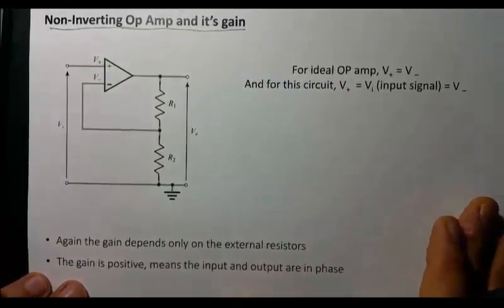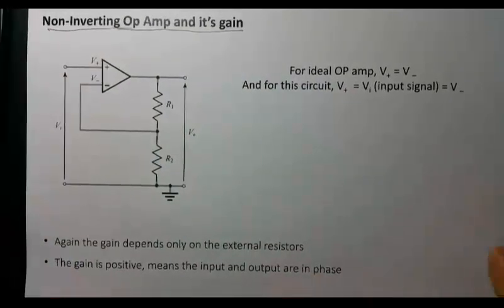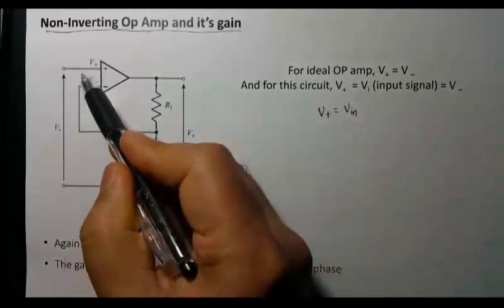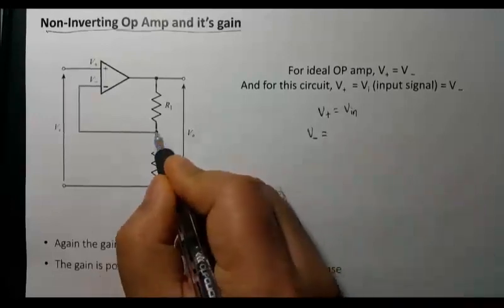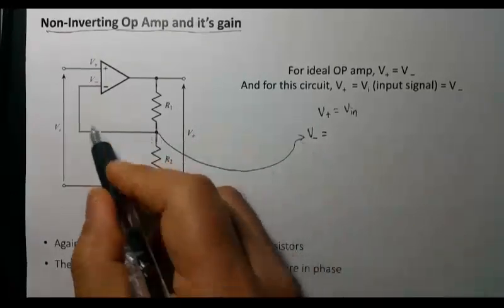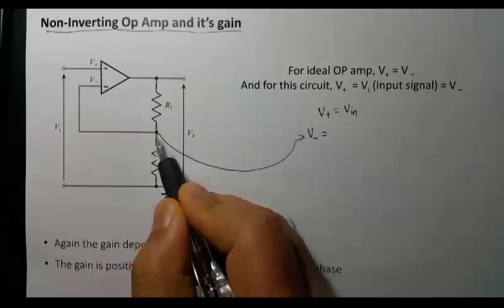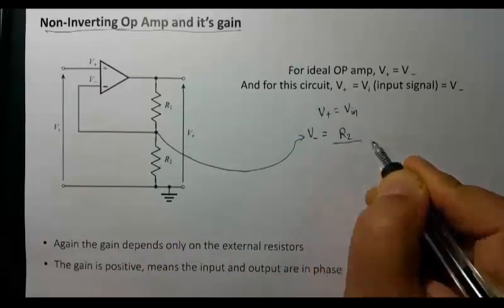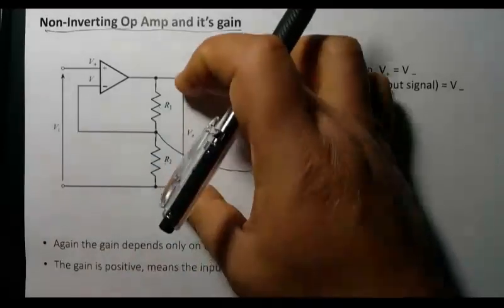And let's do some math and calculate the voltage gain of this configuration. Starting again, your V plus is V in, because that's where you apply the input signal. However, V minus, the input to the inverting input, is the voltage across R2, because this is just a voltage divider. It is given by R2 divided by R1 plus R2, using the simple voltage divider, times the output voltage, whatever total voltage you have.